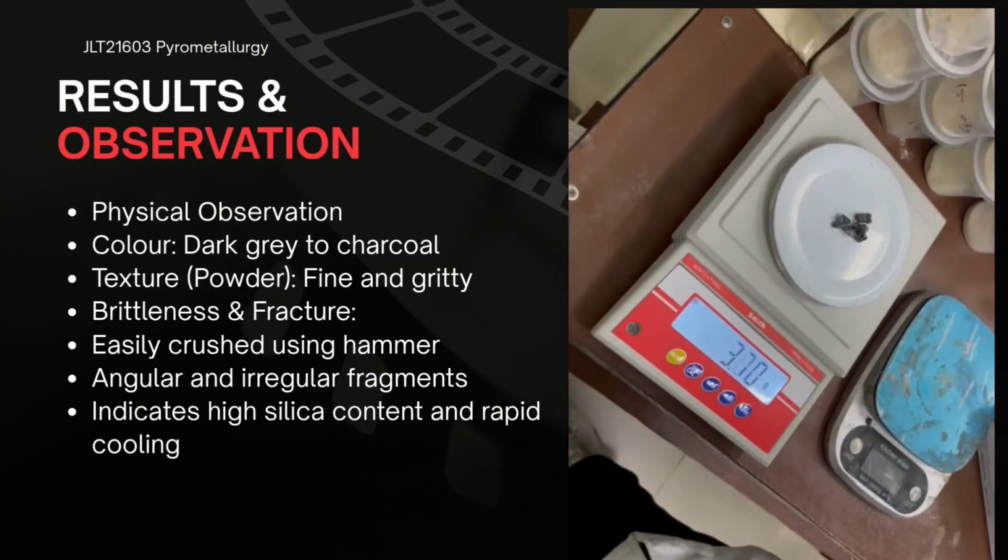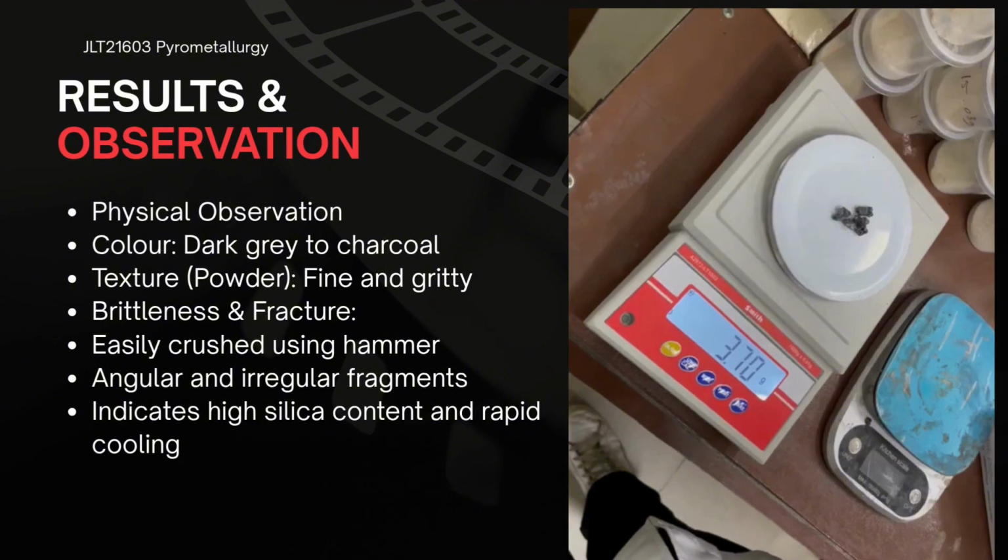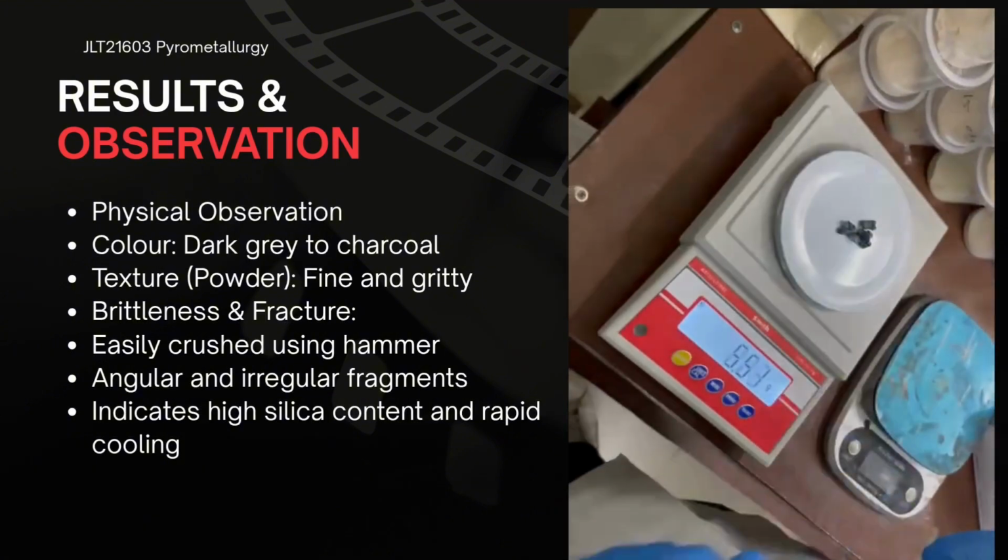The slag appears dark grey to charcoal in color. When crushed, it produced a fine and gritty powder texture. The material was highly brittle and could be easily broken into angular fragments. This behavior indicates high silica content and rapid cooling during slag formation.